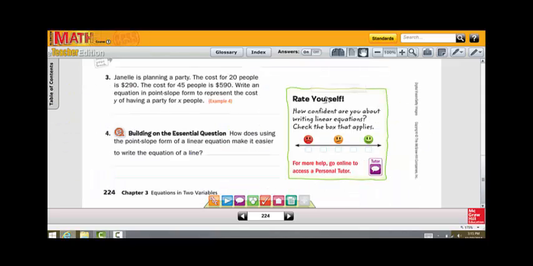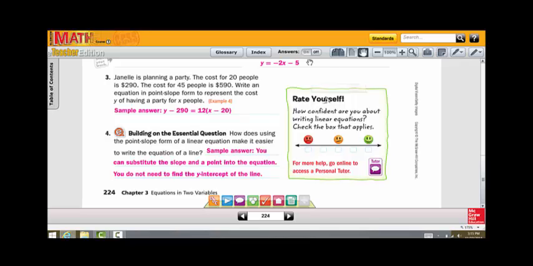And now let's look at our essential question. I'm just going to show you the answer right in the answer key here. I can do this with this, which is kind of handy. It says, how does using the point-slope form of a linear equation make it easier to write the equation of the line? And what they give for the sample answer, and I don't really think too much of it in one case, and I'll explain in a minute, they say you can substitute the slope and a point into the equation. You do not need to find the y-intercept of the line.